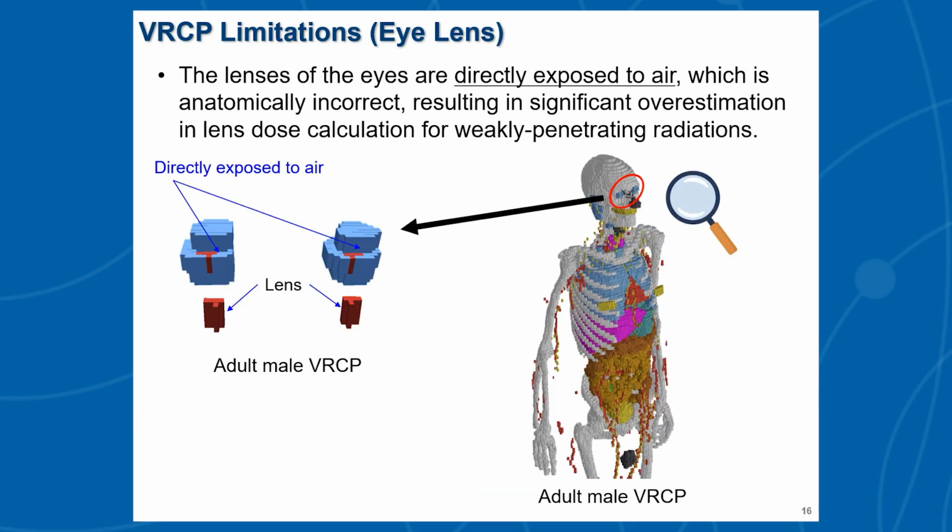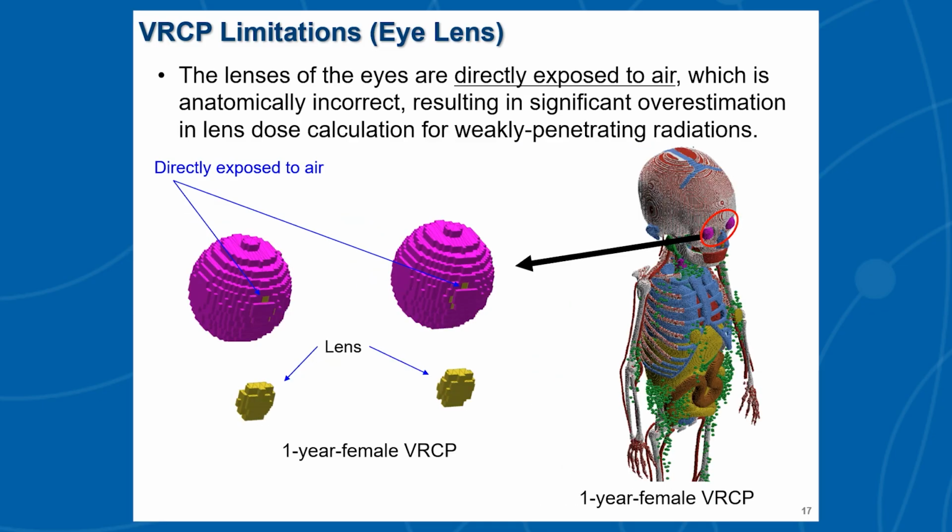Another example is the eye lens, which is a very small and thin structure, and therefore cannot be correctly defined in the voxel phantom. As you can see, the eye lens of the adult male phantom is directly exposed to the air. This anatomical problem can result in significant overestimation in lens dose calculation, especially for weakly penetrating radiation. The 1-year-old phantom also showed the same problem in the eye model.